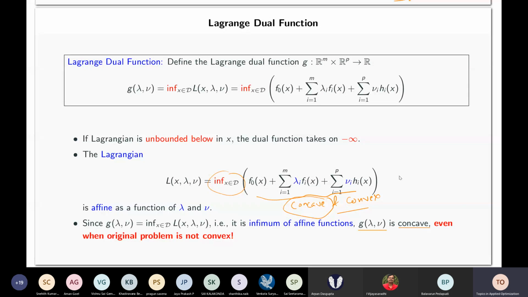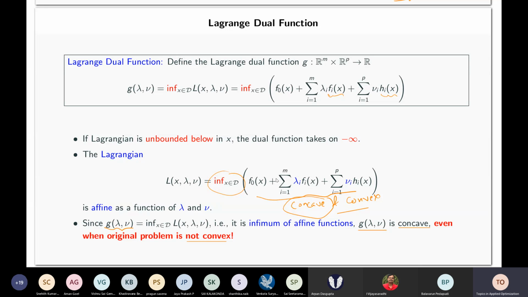Even when the original problem is not convex, now that is very interesting, right? There was no assumption made on the objective function or the constraint functions, such as inequality constraints fi and equality constraint functions hi. No assumption was made on the convexity of any of these fi or hi, including the objective. But we end up having the dual function being concave.